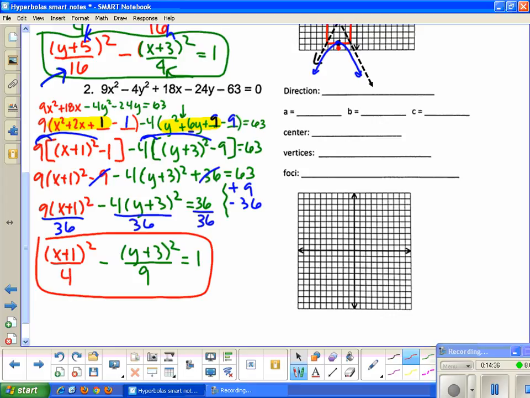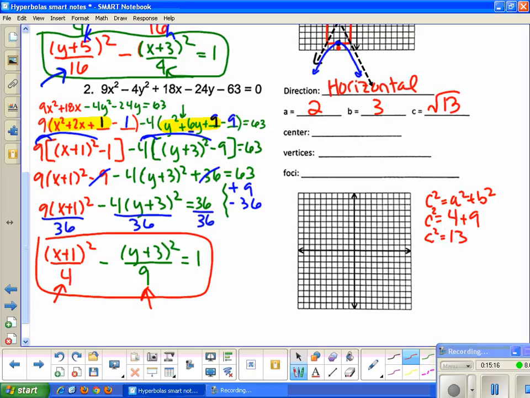So for this equation, the direction we know is horizontal because the y has the negative in front of it. So that means left and right. My a, in this case, since we have 4 here, so a would be equal to 2, and this is going to give me my b, so that since that's squared, b is going to be equal to 3. To find c, c squared equals a squared plus b squared. So c squared is equal to 4 plus 9, which gives us 13. So c is equal to root 13, which doesn't simplify.